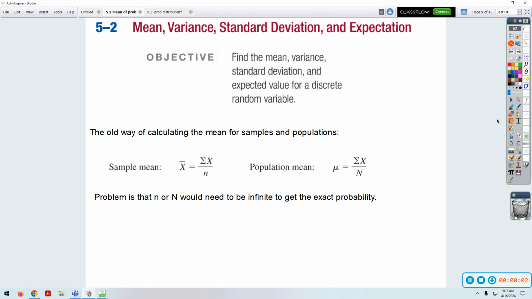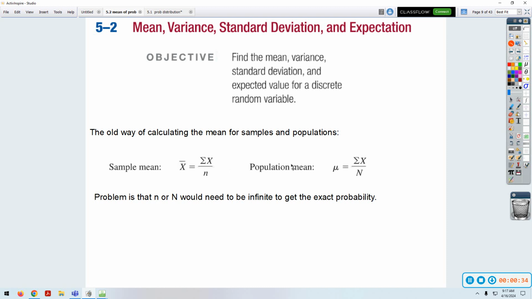This is going to be 5.2, Chapter 5, Section 2, finding the mean, variance, standard deviation, and the expectation or the expected value for probability distributions. The two formulas I have here are the old way of calculating the mean for simple data. Now that we are dealing with probability, we're going to change those formulas up a little bit. You can review the old ones later if you'd like.